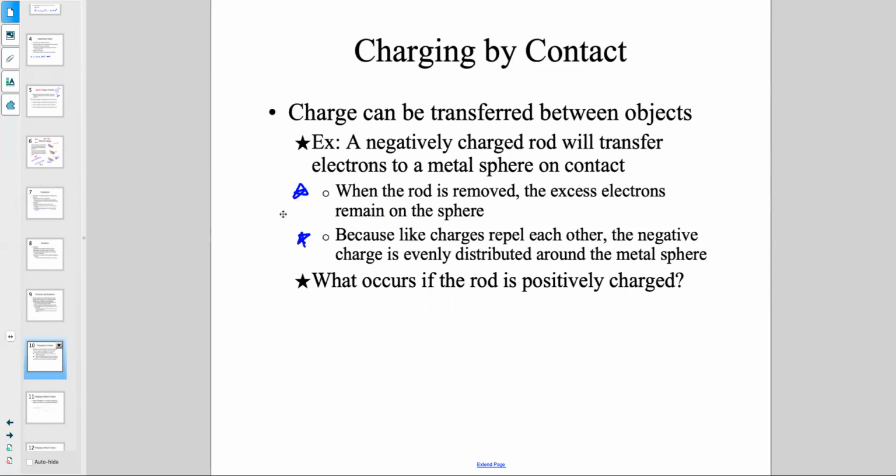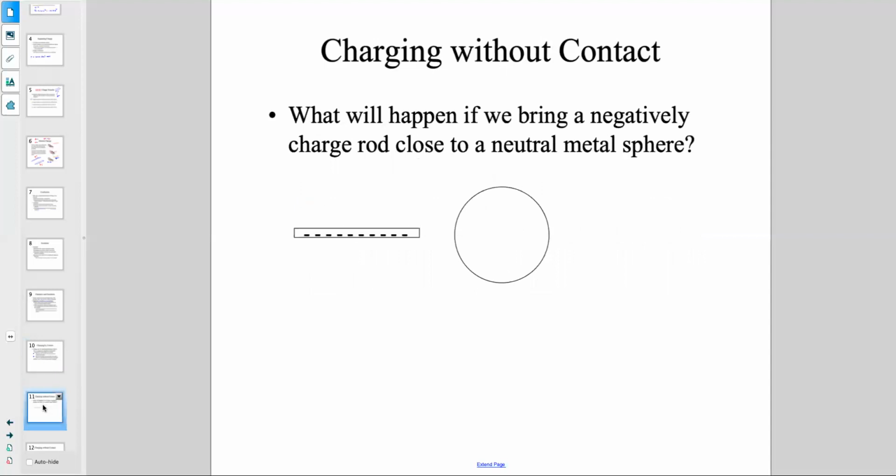What occurs if a rod is positively charged? Think about it. You have a negatively charged rod there, but what would happen if the charge was positive? It will attract electrons, okay? I'll talk about that one more time later on. So let's take a look at this.